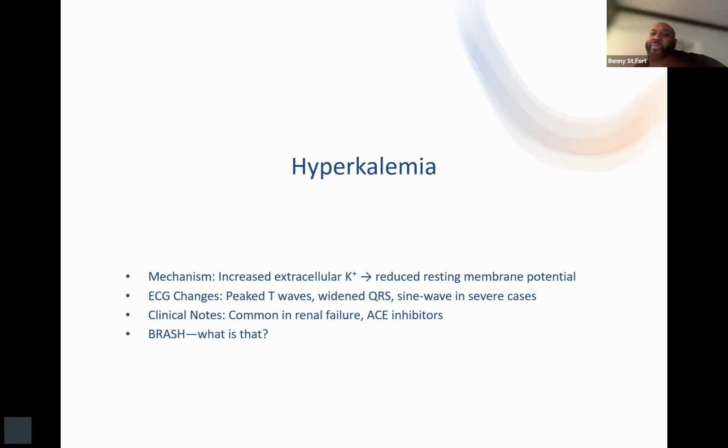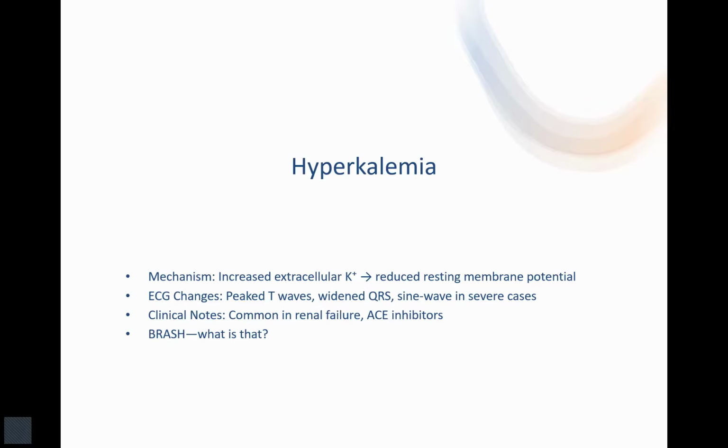A high potassium. Right, exactly. And the reason is muscle breakdown. So if someone's in rhabdo, having a lot of tissue breakdown, they can have a high potassium. So finally, I'm going to have you guys look this up.